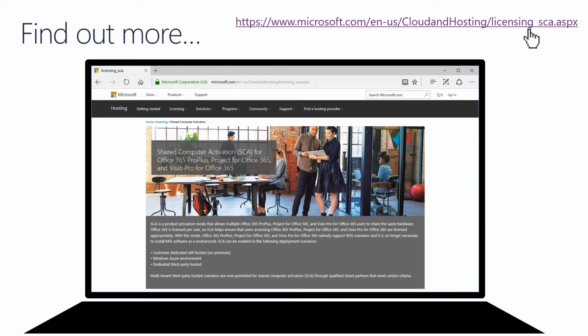The shared computer activation homepage that you see here is a splendid site. It's got a wealth of information, whether you're an end customer or a partner, and it's where you'll find lists of requirements. Those could be licensing, technical, system or reporting requirements, and there is also an excellent SCA FAQ document for partners as well, so well worth a visit to that site if this is of interest to you.